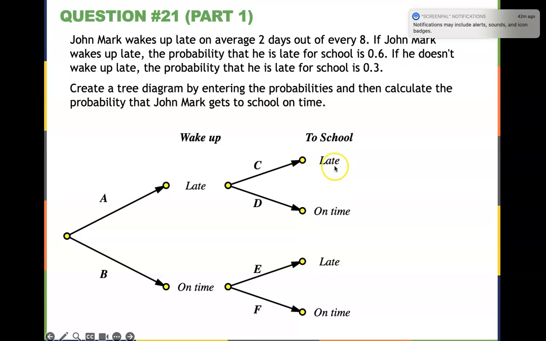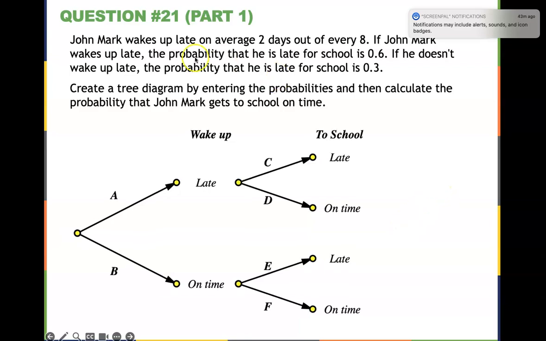He wakes up late, he gets to school late. He wakes up late, he gets to school on time. He wakes up on time, he gets to school late. He wakes up on time, he gets to school on time. Now each of these, A, B, C, D, E, F, you would then label with probabilities. We are told that John Mark wakes up late on average 2 days out of every 8. So his late waking up is 2 out of 8, otherwise known as 0.25. Then his on-time waking up would have to be 6 out of 8, or 0.75. So those would be the labels for A and B.